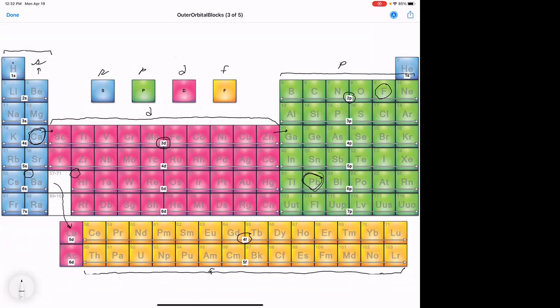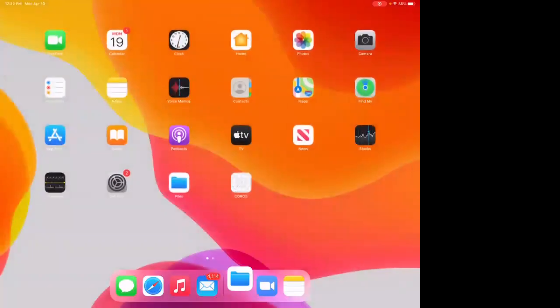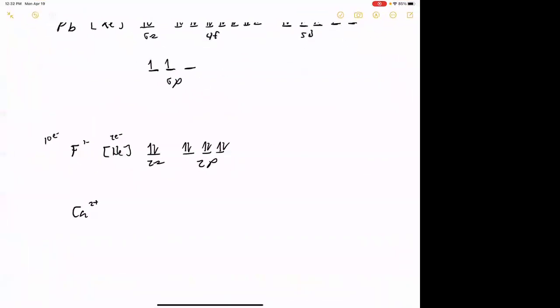Easy math, guys. 18. Very good. You have to lose 2 electrons to get to the 2+. Very good. So I need 18 of them. For calcium 2+, I'd need a total of 18 electrons.